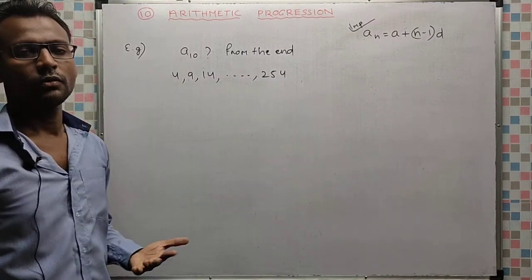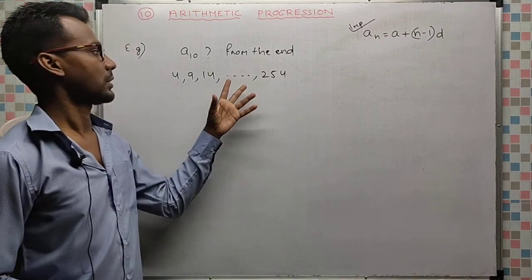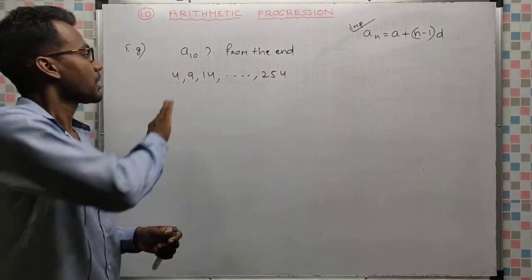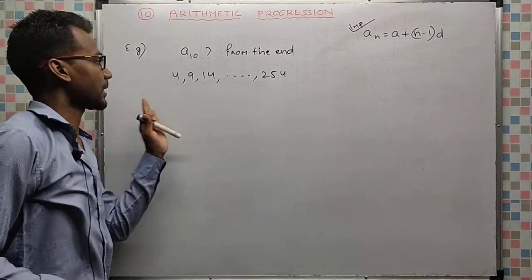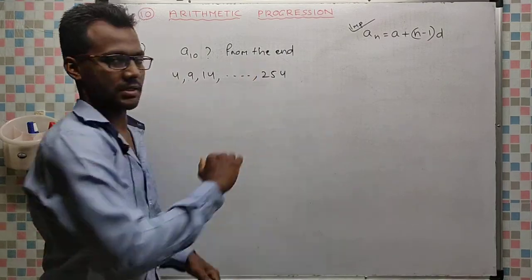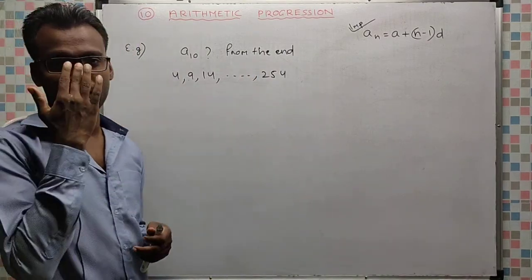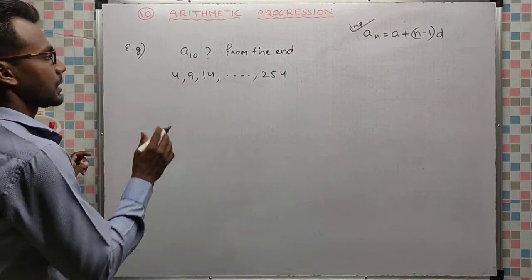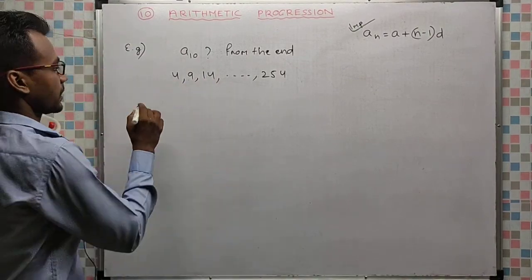We have A and D. We can find any term of this AP. We can easily find the 10th term from the beginning, from the left. But the question is different. You have to find the 10th term from the last. It is a little different. So what you have to do here is reverse the AP.